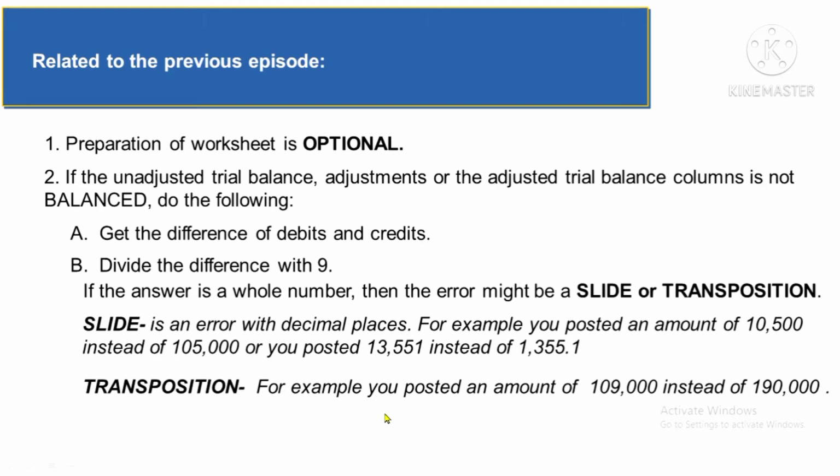Sir, but what if the quotient after dividing by 9 results in a quotient with decimals? Then you have no choice but to go to your entries in the journal and ledger individually. And remember, even if you balance the debits and credits for the unadjusted, adjustments, and the adjusted trial balance, it does not necessarily mean that you got the correct answer. And that's it for the worksheet. So now, let's go to the preparation of the first financial statement.